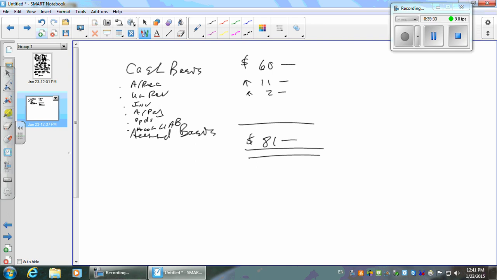Inventory, what happened to it? It went up by 4. You bought more than you sold. Everybody agree with that? What does that mean? Careful. I bought more than I sold. It decreases the expense. What does that do to income? Increases income. How much was it? 4. Okay.